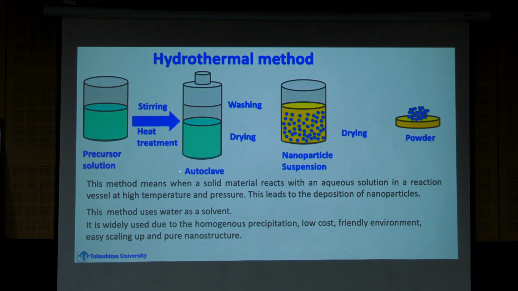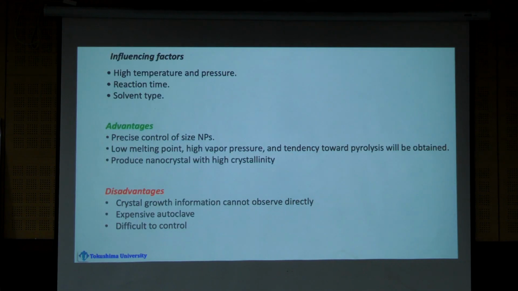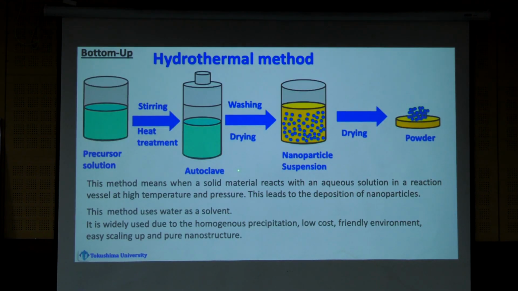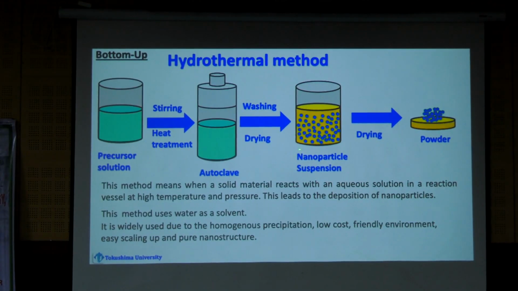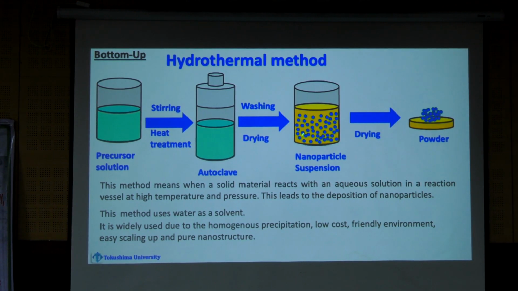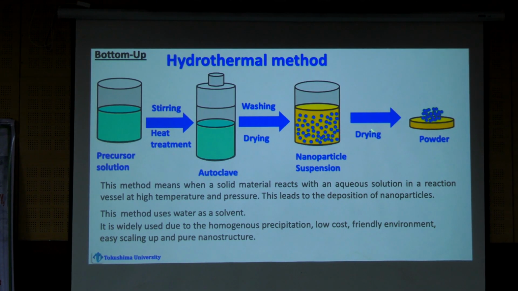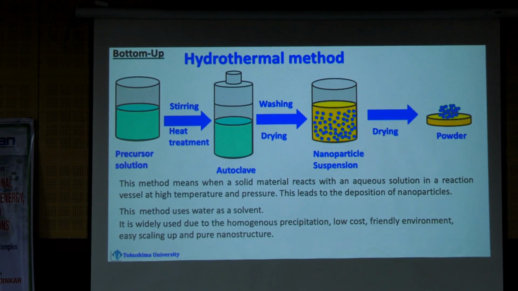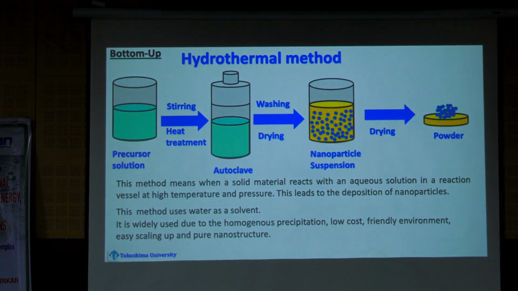Then you keep this chamber at a certain temperature, let's say 180 or 200 degrees, and after a certain time the nanostructure can be created. Then this nanostructure is in liquid form. You can remove the water content and get the powder. You can dry this solution and get the powder. That is hydrothermal. This is a very simple technique.